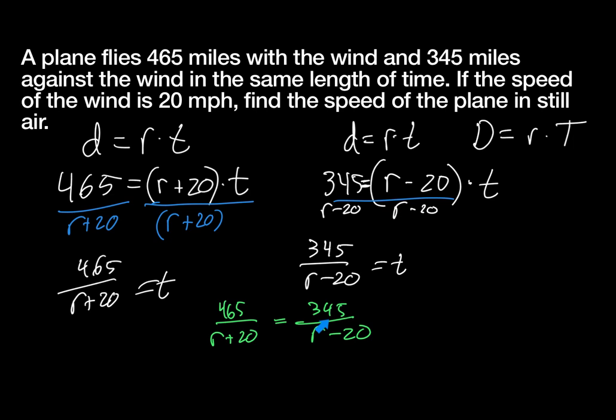But now we've got two fractions that are equal. We can either clear the denominators or we can cross multiply. What do you want to do? Clear the denominators. If we clear the denominators, I'm going to multiply by my common denominator. My common denominator is going to have to include this value and that value, which means I'm multiplying everything by r plus 20 and r minus 20.